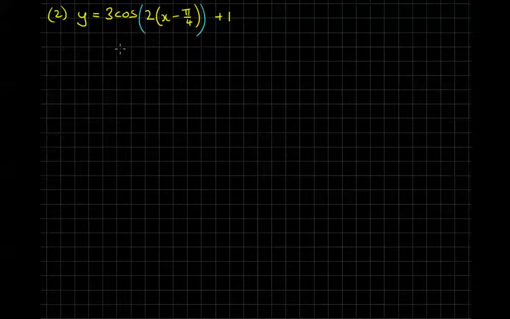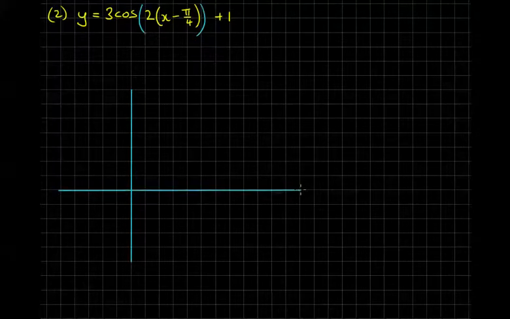Let's draw the graph of y equals 3 cos(2x − π/4) + 1. Let's get our axes drawn first of all. We may need some negative values on the x-axis, so let's have a slightly longer x-axis. Right, okay, and we'll label the x-axis x and y. We'll do that in a moment.